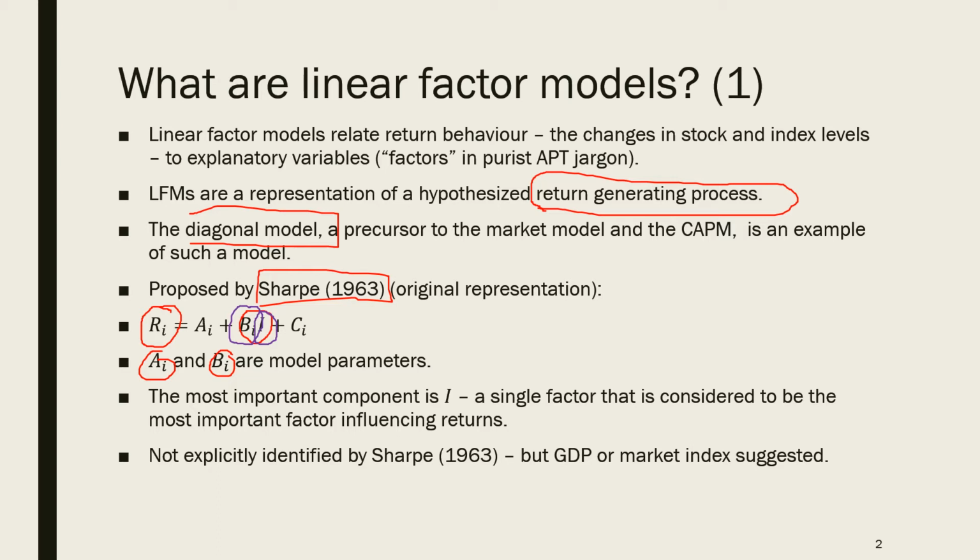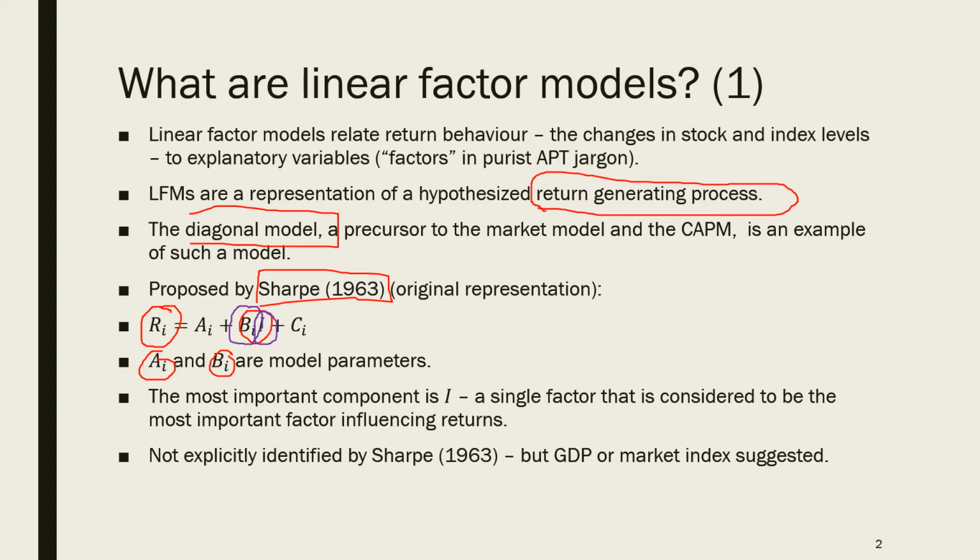Initially, that variable was not identified, although Sharpe proposed that it is a single factor or a single variable that is most important in influencing stock markets and returns that we should be worried about. Although it was not directly identified, Sharpe did mention that GDP, in other words, the gross domestic product, a representation of the state of the economy, or a market index, could be used to explain the behavior of stock prices. So this was the original early formulation of this concept that we can relate returns to specific variables which move stock markets.